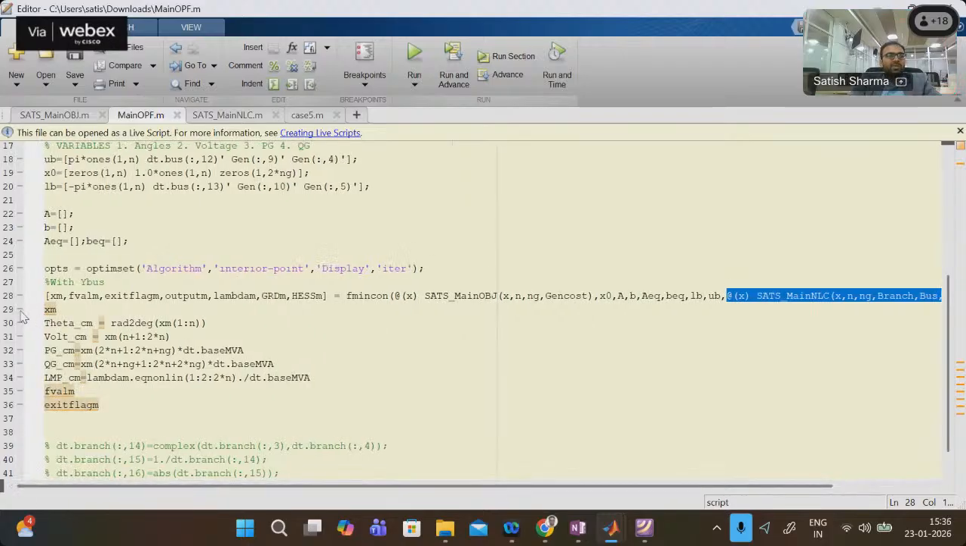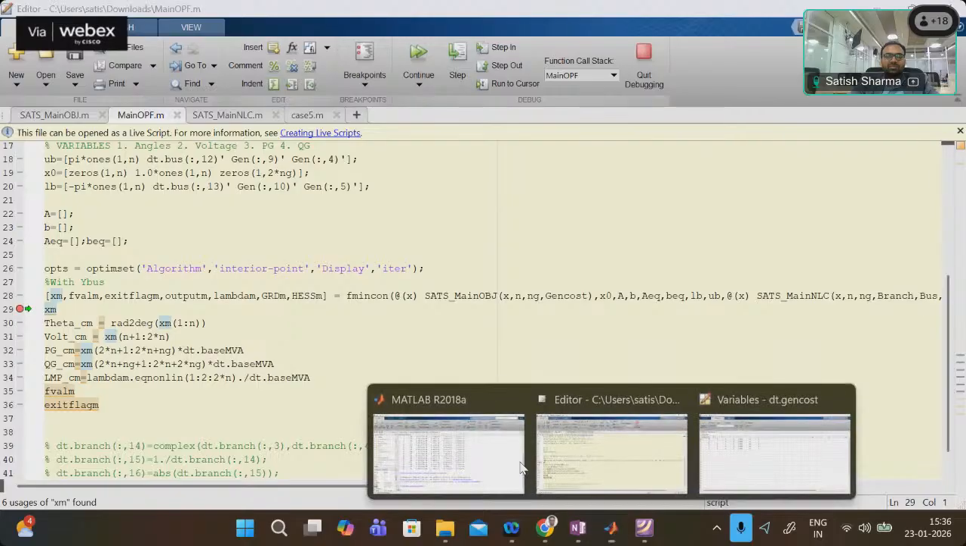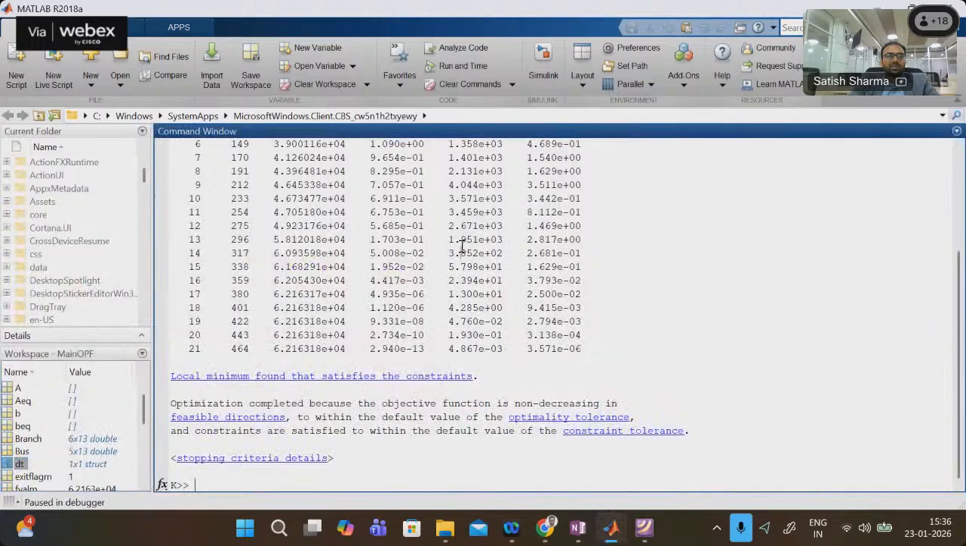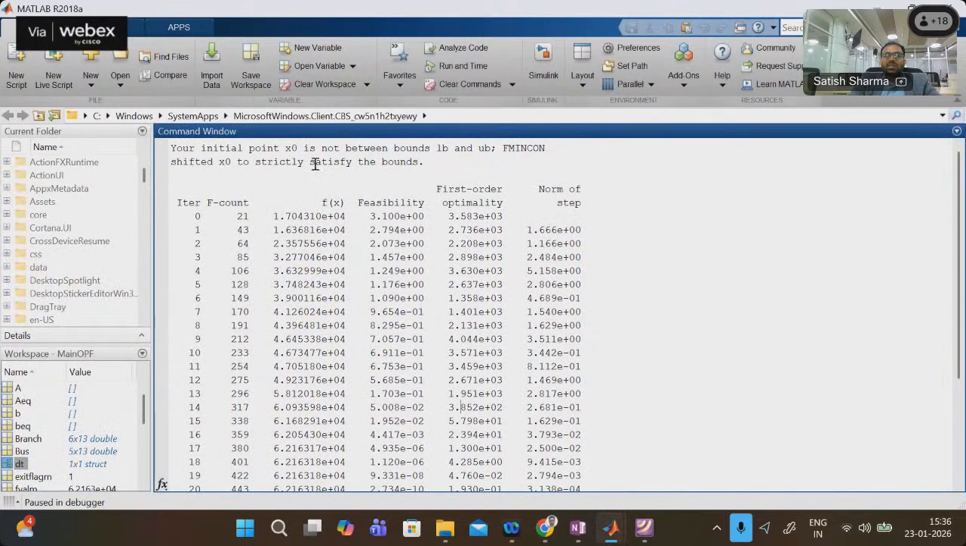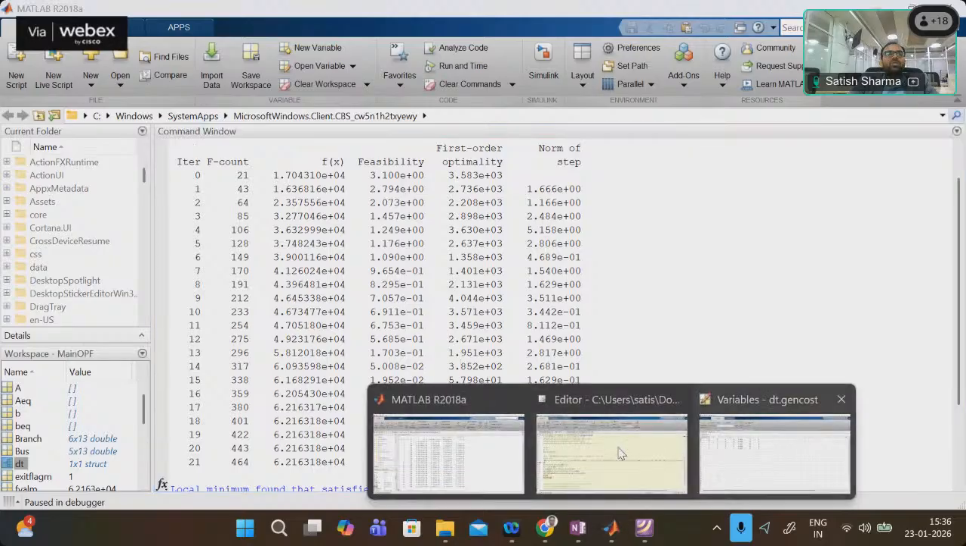Let me stop it here so that I can visualize everything. So we have... Sir, is MATPOWER required to run this program? No, MATPOWER is not required. Okay, only fmincon, through fmincon it will solve.